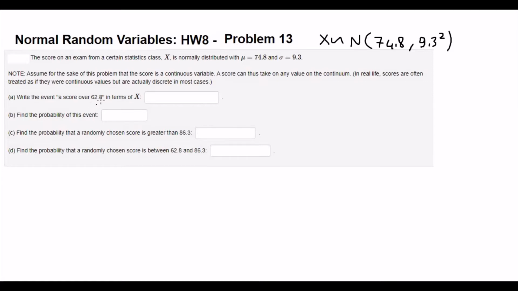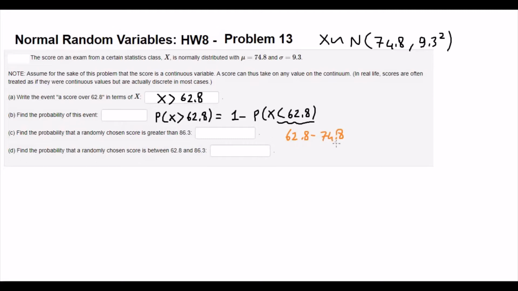Write the event a, score over 62.8, in terms of x: x is greater than 62.8. Find the probability of this event, which means the probability that x is greater than 62.8, which is 1 minus the probability that x is less than 62.8. You can either standardize this by 62.8 minus mu, 74.8, over sigma, and you obtain a z-score, and 1 minus that corresponding z-score probability will be the answer. Or you can directly plug it into your calculator.